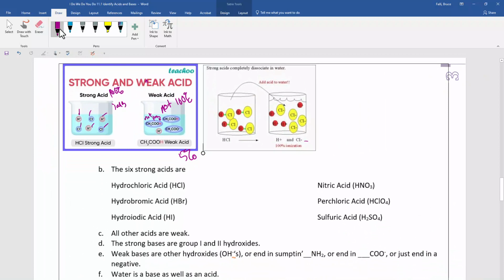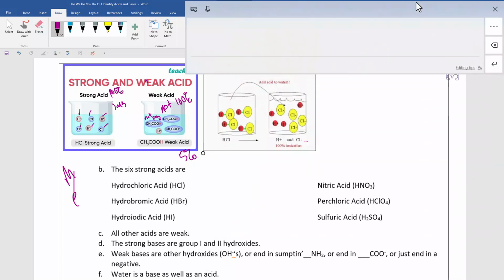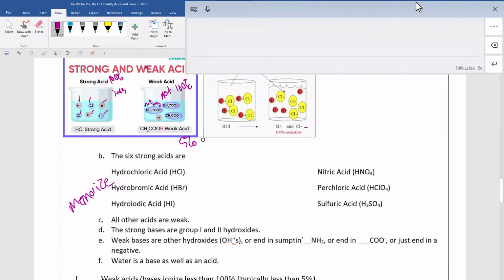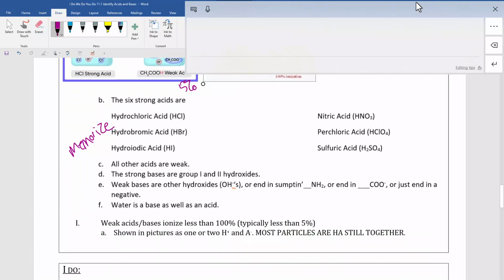There are 6 strong acids: hydrochloric, HCl, hydrobromic, HBr, hydroiodic, HI, nitric acid, HNO3, perchloric, HClO4. And sadly, you're going to have to memorize these. If you're not one of those, all other acids are weak. Strong bases are group 1 and 2 hydroxides. So remember, hydroxide is OH negative. Weak bases are other hydroxides or anything else that's a base, right? Water is a base as well as an acid. We heard that before. We'll hear it again.